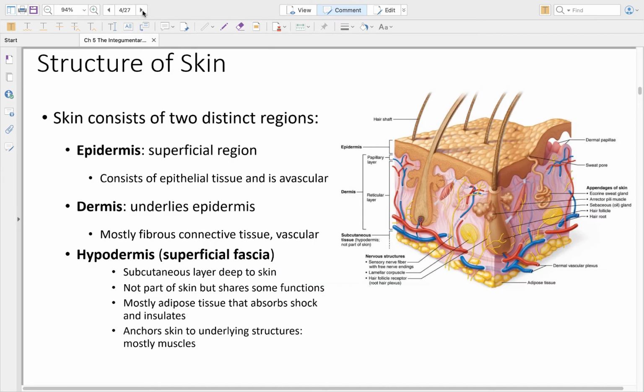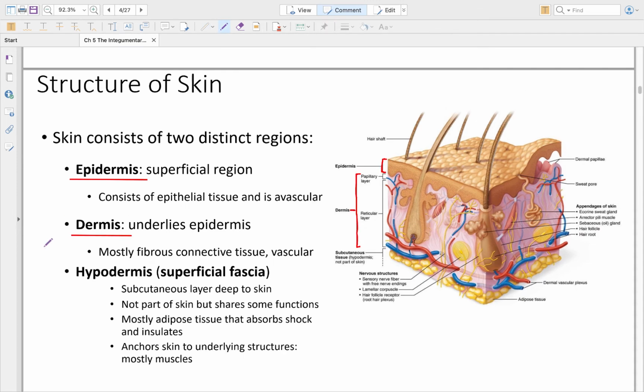Okay, the structure of the skin. Now, the structure of the skin is pretty straightforward. There are two layers: your epidermis, the superficial layer, and the dermis. The epidermis is epithelial tissue. It's avascular, meaning it doesn't have any vascular tissue, no veins and arteries, so it's primarily dead. The epidermis is significantly smaller, just this little layer in comparison to the dermis. The dermis right underneath is made of connective tissue, and it is vascularized. See all these veins and arteries?